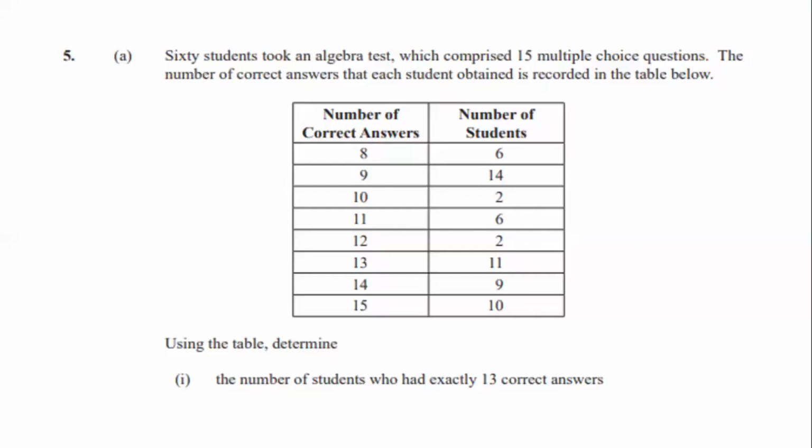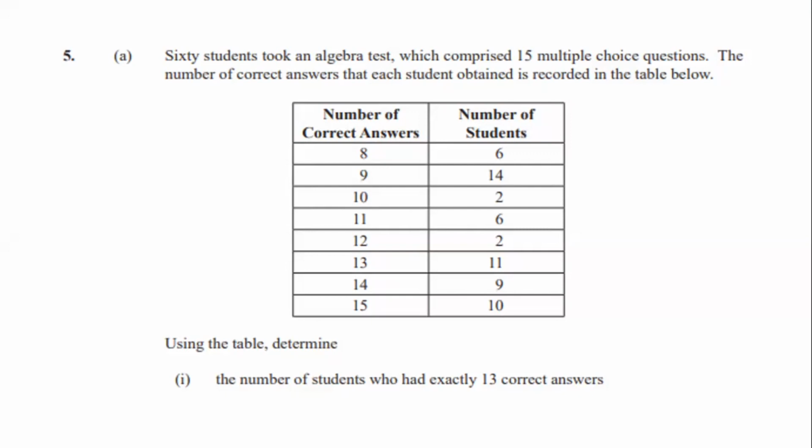Question 5 here says 60 students took an algebra test which comprised 15 multiple choice questions. The number of correct answers that each student obtained is recorded in the table below, and the table shows us the number of correct answers and the number of students that got those answers correct.